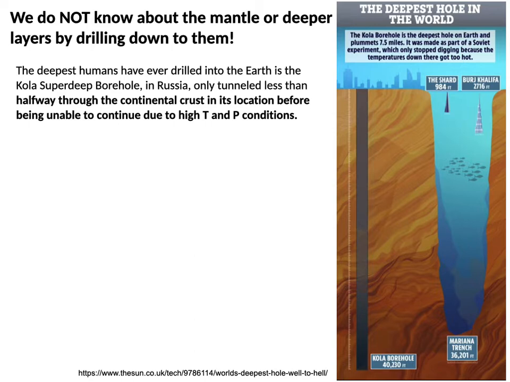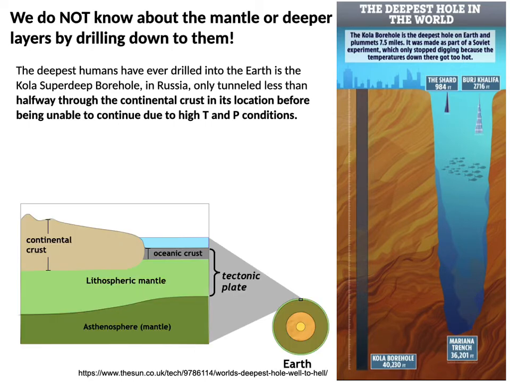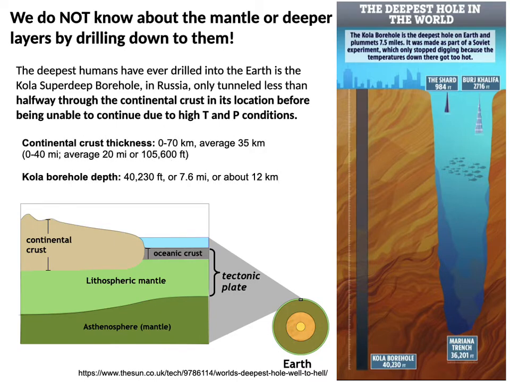It's very expensive and very technologically challenging to do, and so most of the attempts are to drill through the thinner oceanic crust. To give you some perspective of what this looks like, the continental crust on average is somewhere between 0 and 70 kilometers, an average of 35 kilometers. In the mile system, that's about 0 to 40 miles, an average of about 20 miles, or to put it into feet, 105,600 feet. Again, the Kola borehole depth was about 40,000 feet, so less than halfway through the crust in that area. It's only about 7.6 miles.